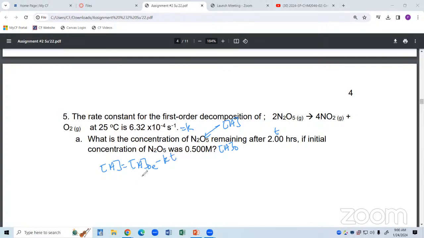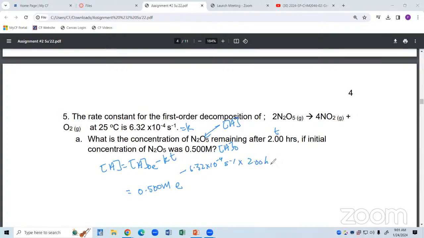KT, all right? So that's the equation we're going to use, and they gave us everything we need actually. So the initial concentration of A is 0.500 M multiplied by e to the minus k, where k is equal to 6.32 times 10 to the minus 4, and the units for this would be seconds to the minus 1. And that will be multiplied by 2.00 hours.